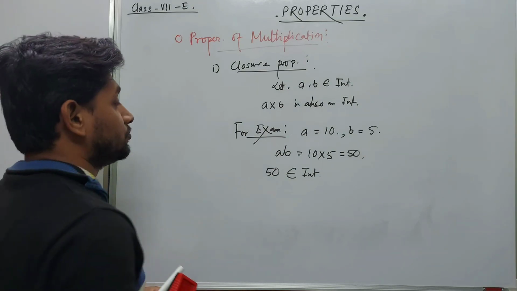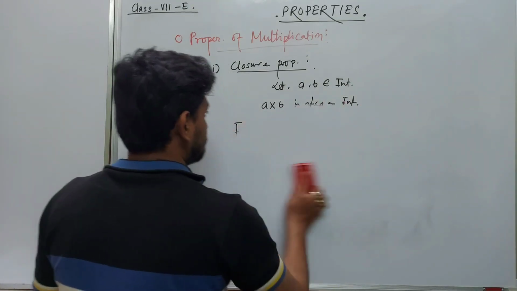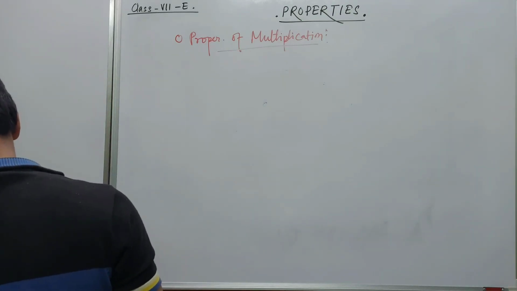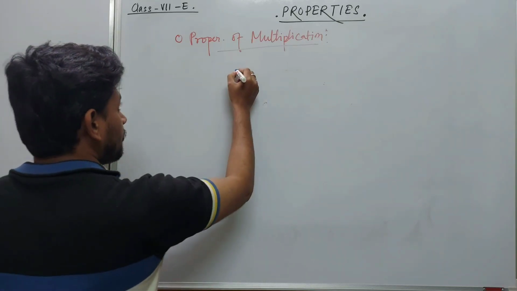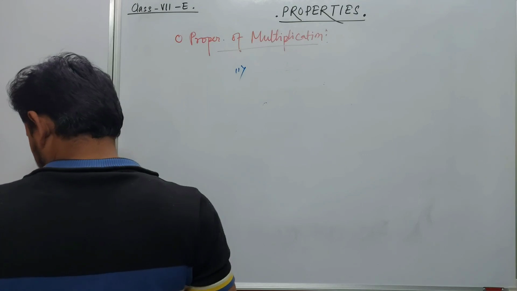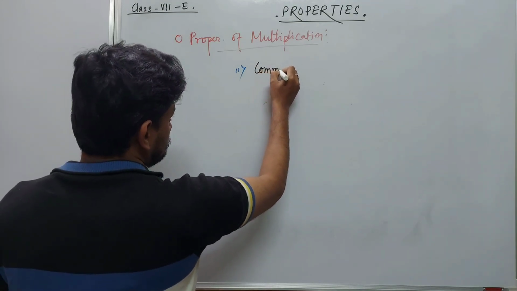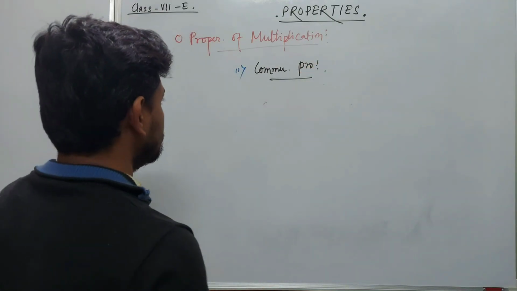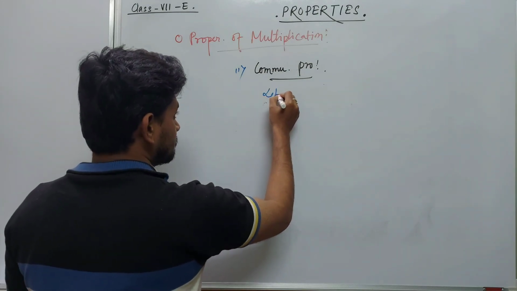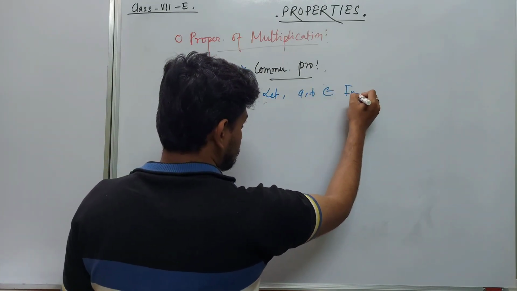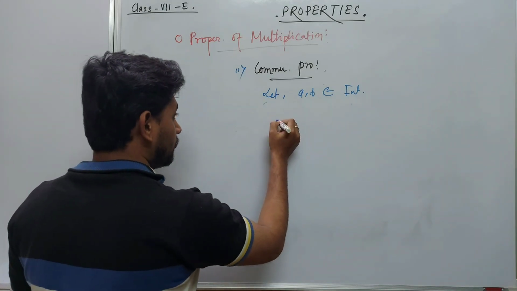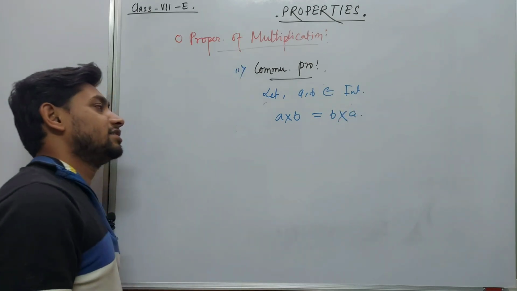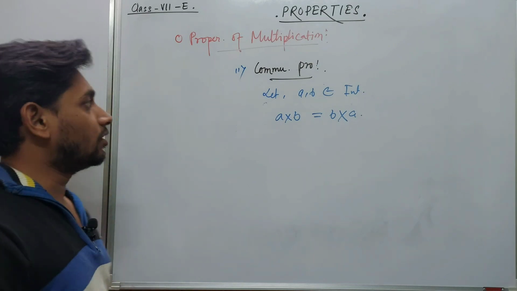Next part is commutative property. Property number 2, commutative property. Which is commutative property for multiplication? Similarly, let a and b belong to integers, then the product of a and b is equal to the product of b and a. This is called commutative property for multiplication.